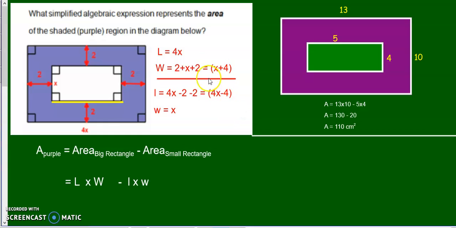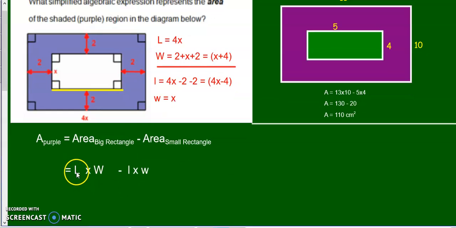So now we have all our terms, and we can just plug them into the equation here. The big L is 4x, so it's 4x times x plus 4. And then 4x minus 4 times x, but I'll say width times length instead of length times width, just so I have the x in front here. So I'm multiplying those two together. That's it. Now we're almost done.